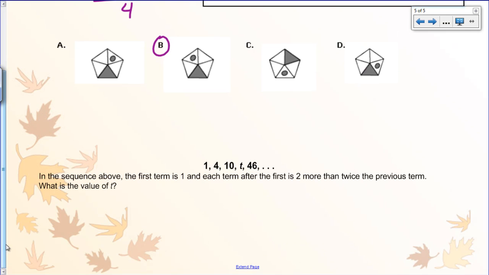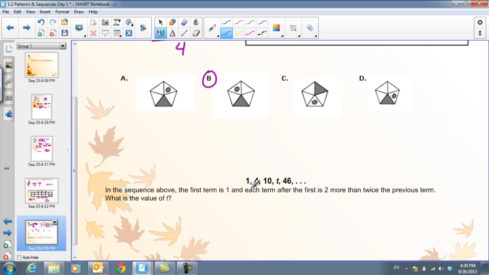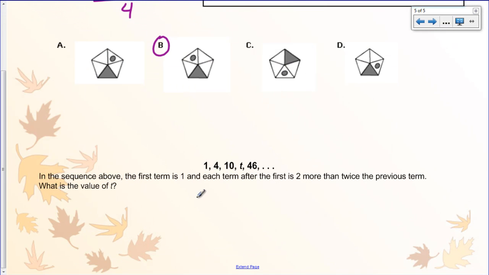So last one. In the sequence above, the first term is 1, and each term after the first is 2 more than twice the previous term. We want to find the value of t. And so they tell us that everything after the first one, they give us the rule. It's 2 more than twice the one before it. And so n is the one before it, and we've got to figure out what this value is.